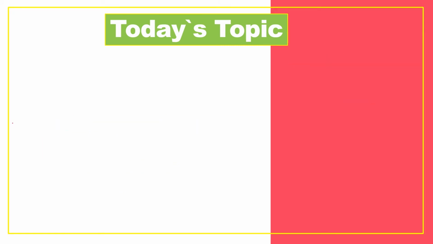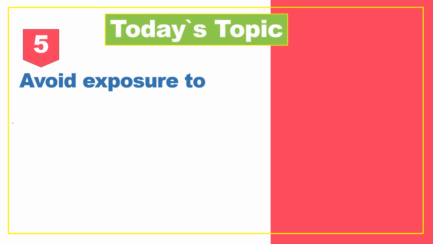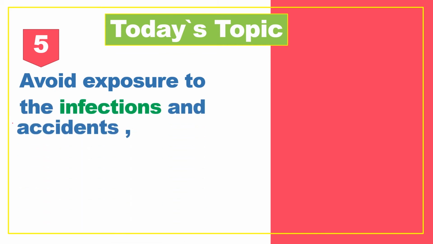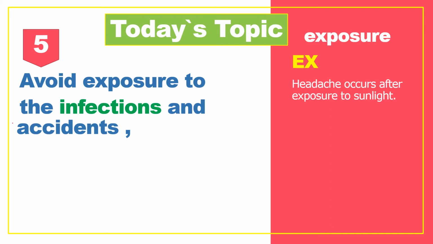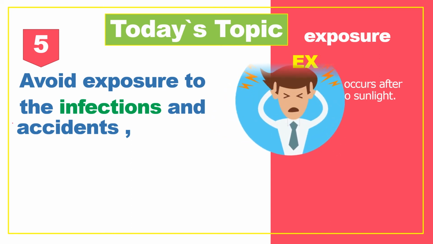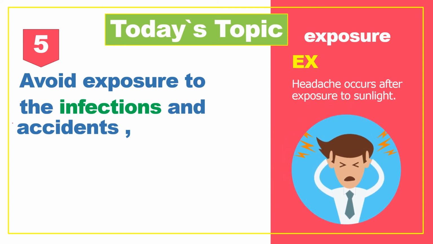Advice number 5: avoid exposure to infections and accidents. What's the meaning of exposure? To make it clear, let's put it in an example. For example, a headache occurs after exposure to sunlight. Like this boy, he had a headache after exposure to the sunlight. You may have a headache.